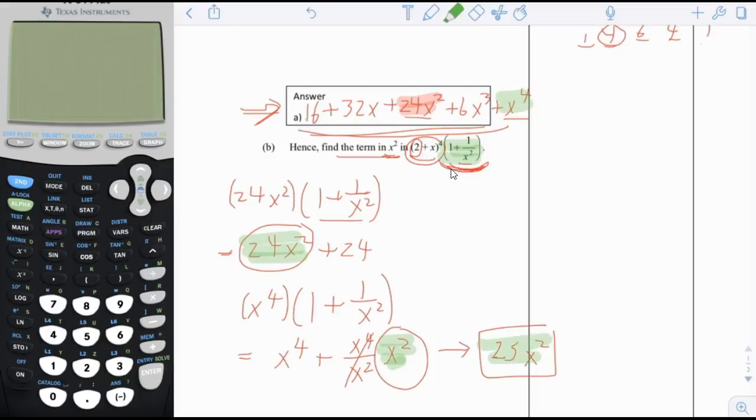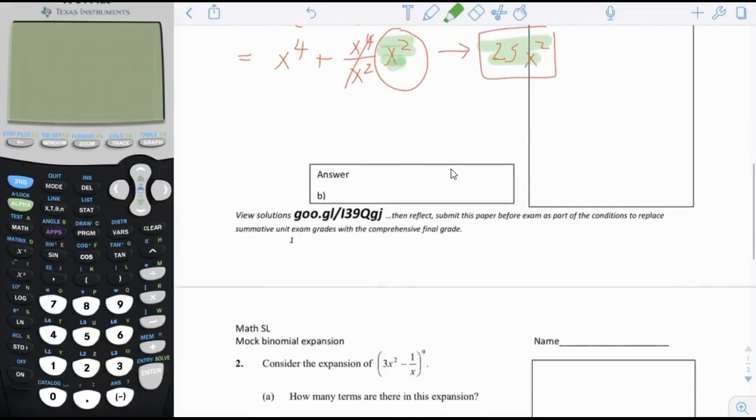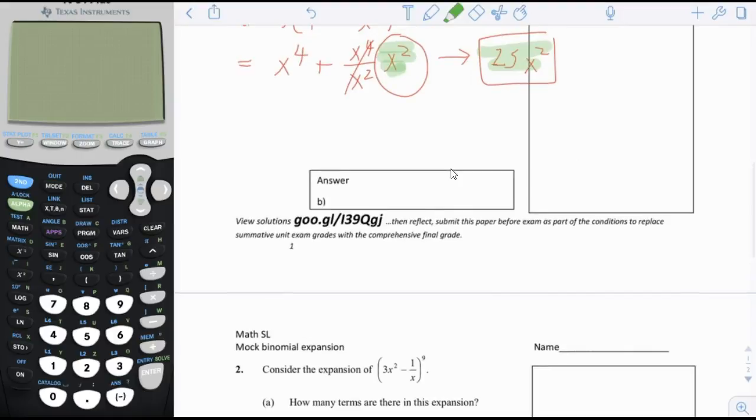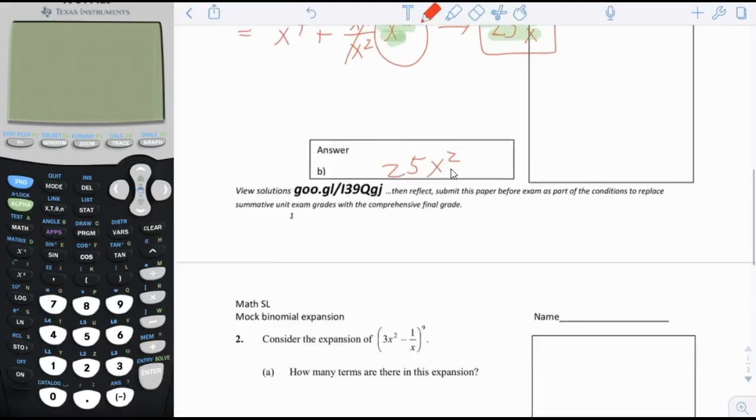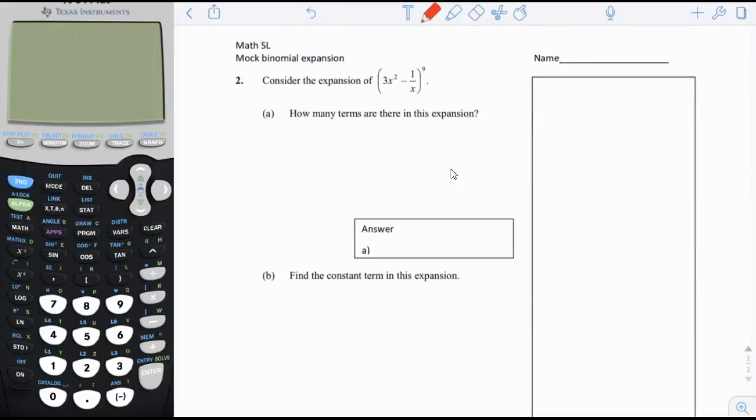Okay, let's go to number 2. So this one was 25x squared. Okay, number 2. Consider the expansion of 3x squared minus 1 over x to the 9th. How many terms are in this expansion?